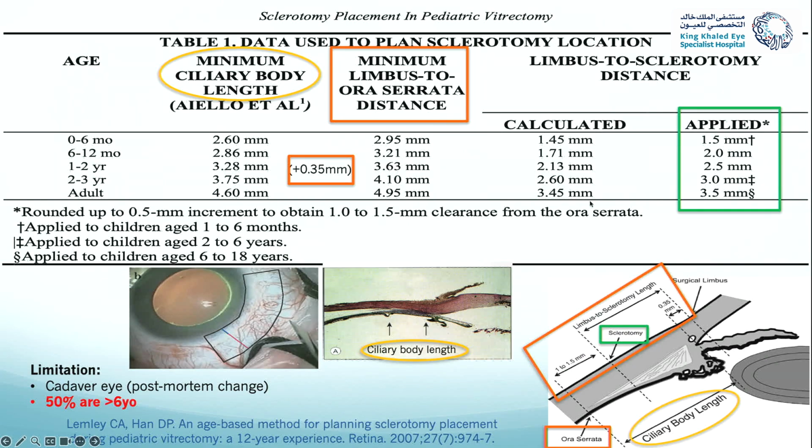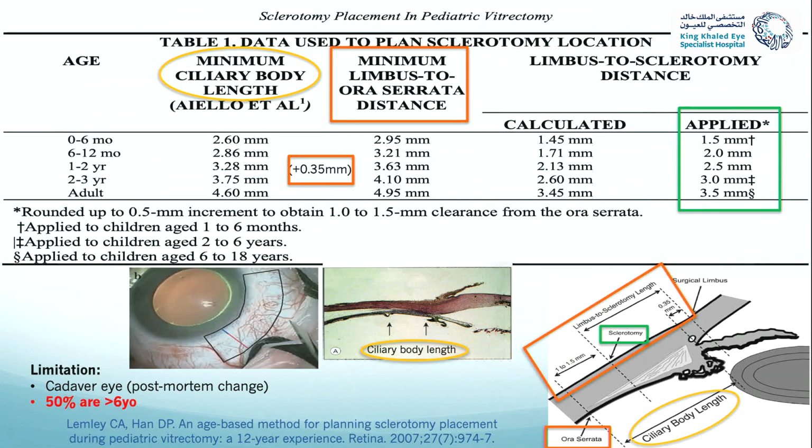So you can see for between 0 to 6 months, 1.5 millimeters, 6 to 12 months, 2 millimeters, and so on. So that's great. But if you look at the article, I just want to bring to your attention there are two limitations with these recommendations. One, over half of the eyes in the study were older than 6 years old. So the numbers are not really for the newborns. The numbers are more related to the older kid.